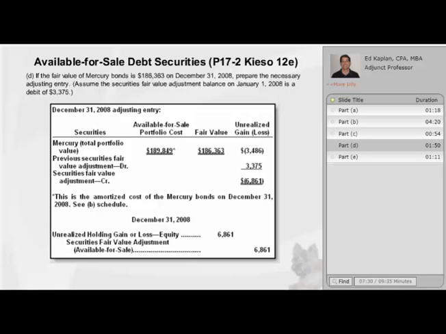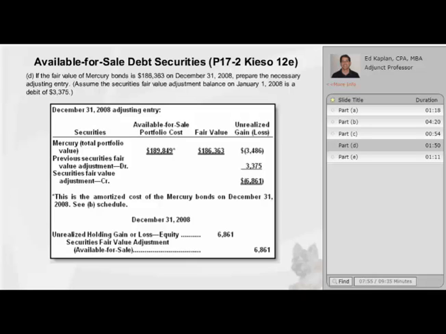We've now been told that the fair value is $186,363, so we've got an unrealized loss of $3,486. If the previous security's fair value adjustment had a debit balance of $3,375, then we need to make an adjustment in the amount of $6,861 to bring the security's fair value to the proper amounts.